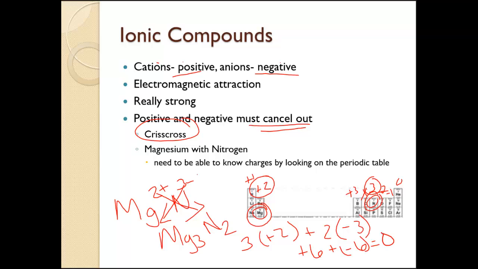One thing you want to be careful of is if I would have put magnesium with a +2 with oxygen, which is right here, with a -2. When you crisscross those down, you notice you have 2 and 2. That can then be reduced to 1 and 1, so MgO.